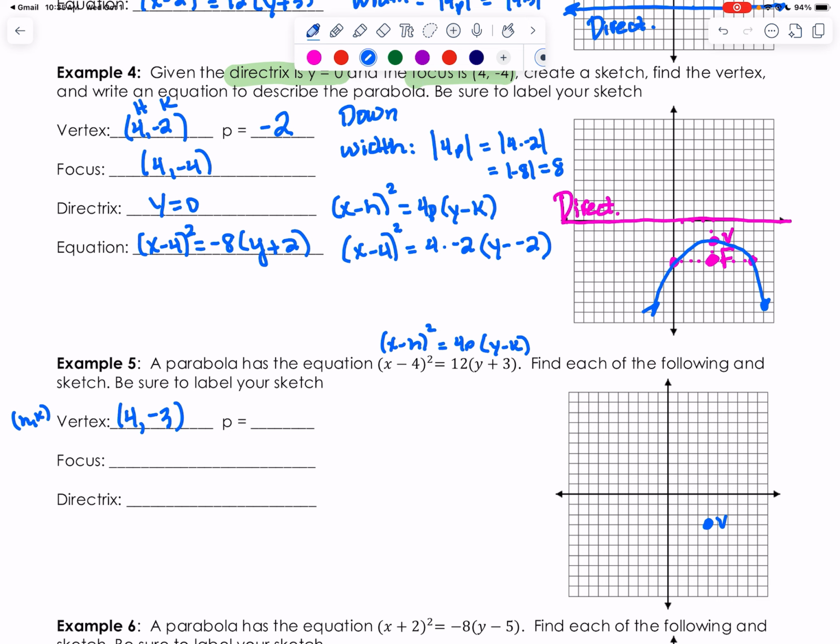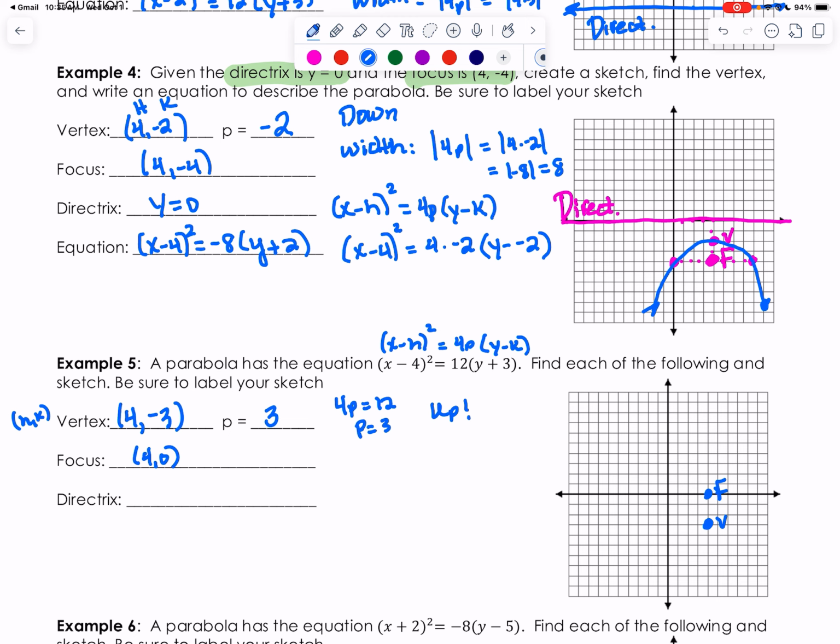All right, the next thing I'm going to get is my p-value. Now, the p-value is positive here. So if 4p is equal to 12, then 1p must equal positive 3, which means this parabola will open up. Okay, now if it's going to open up, that helps me find my focus point, because I just have to move up 3 units. 1, 2, 3, and my focus would land right there. Be sure to label it. So that is going to be the point (4, 0).